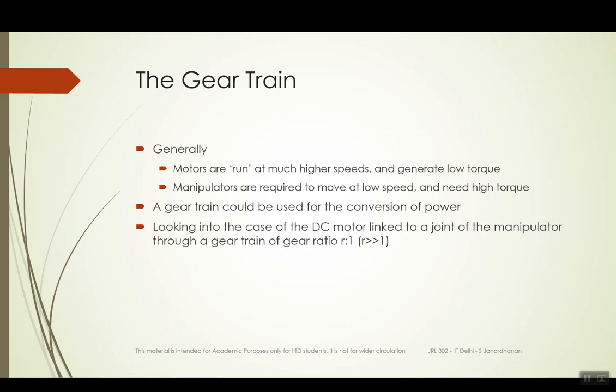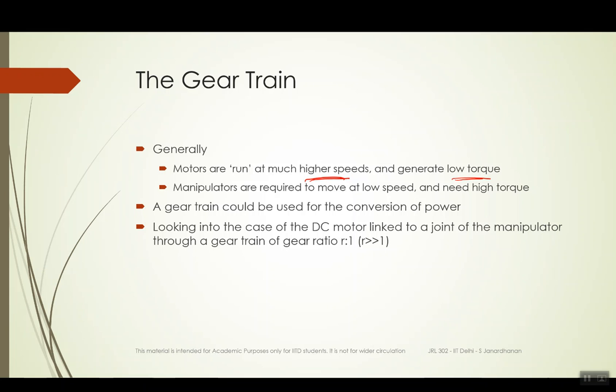Okay, next one thing that we have to see is that generally the motors that we have are run at quite high speeds, at hundreds of rpm. However, they don't have the capability to generate high torque, because the torque decreases due to the back EMF. When the motor runs at higher speed, the torque will decrease. When the motor runs at low speed, the torque is larger.